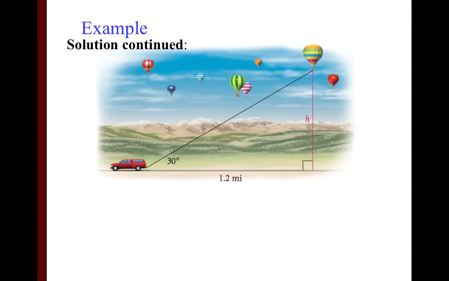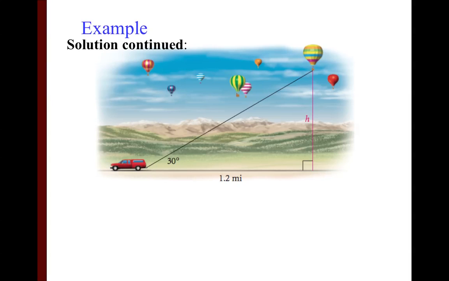The hot air balloon is released and flies vertically to a given height, which they are labeling with letter H. The crew drives 1.2 miles along a level road and looks back up at the balloon, creating an angle of 30 degrees. You are asked to find the height.